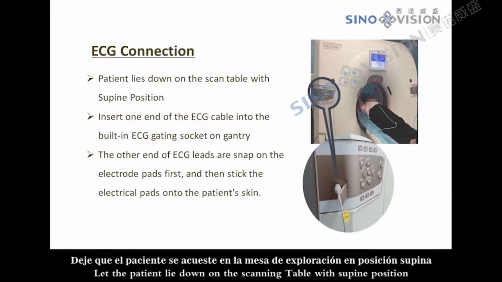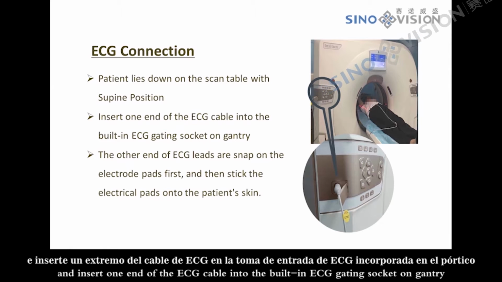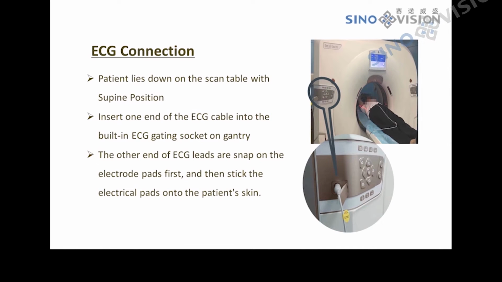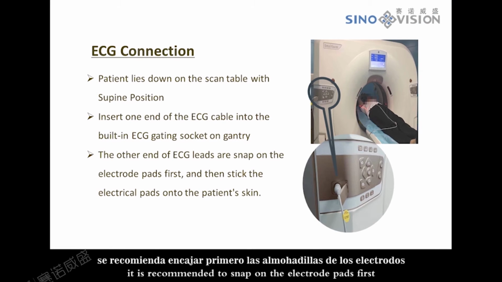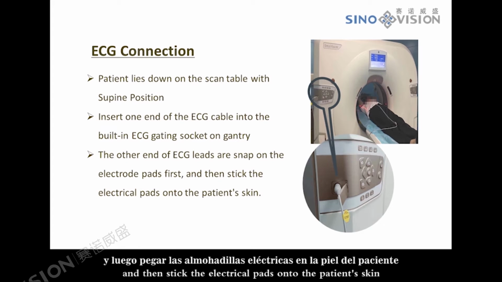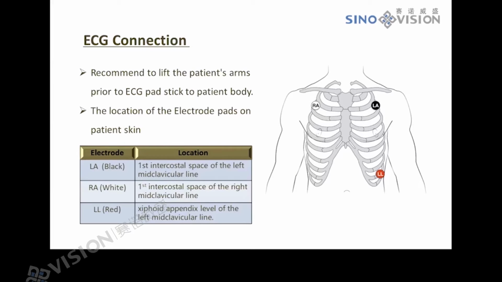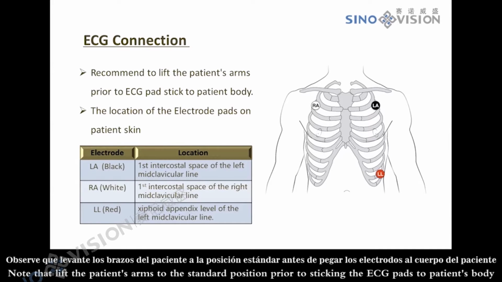Let the patient lie down on the scanning table in supine position, and insert one end of the ECG cable into the built-in ECG gating socket on the gantry. Because the other end of the ECG leads are a snap lead design, it is recommended to snap on the electrode pads first, and then stick the electrode pads onto the patient's skin. Note that you should lift the patient's arms to the standard position prior to sticking the ECG pads to the patient's body.